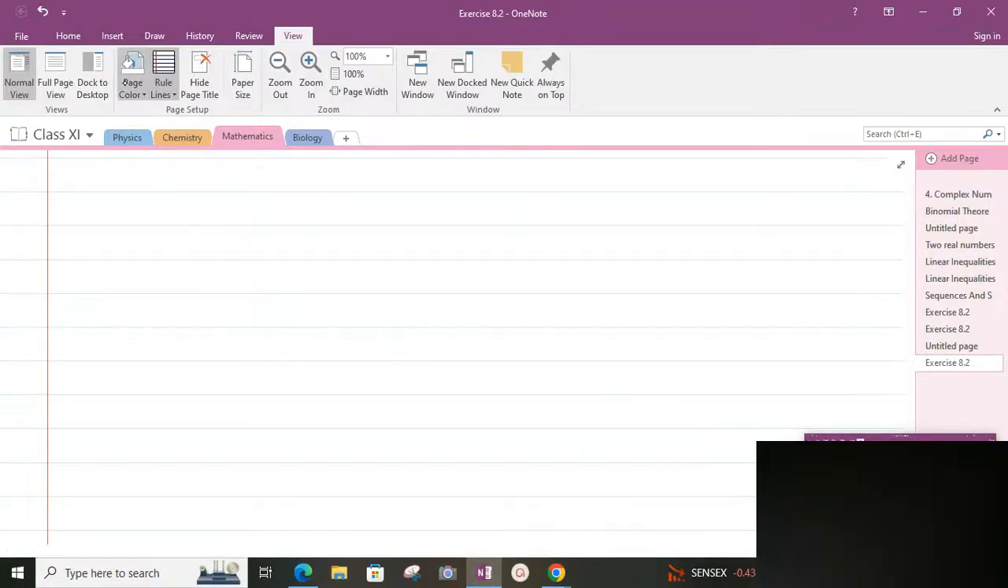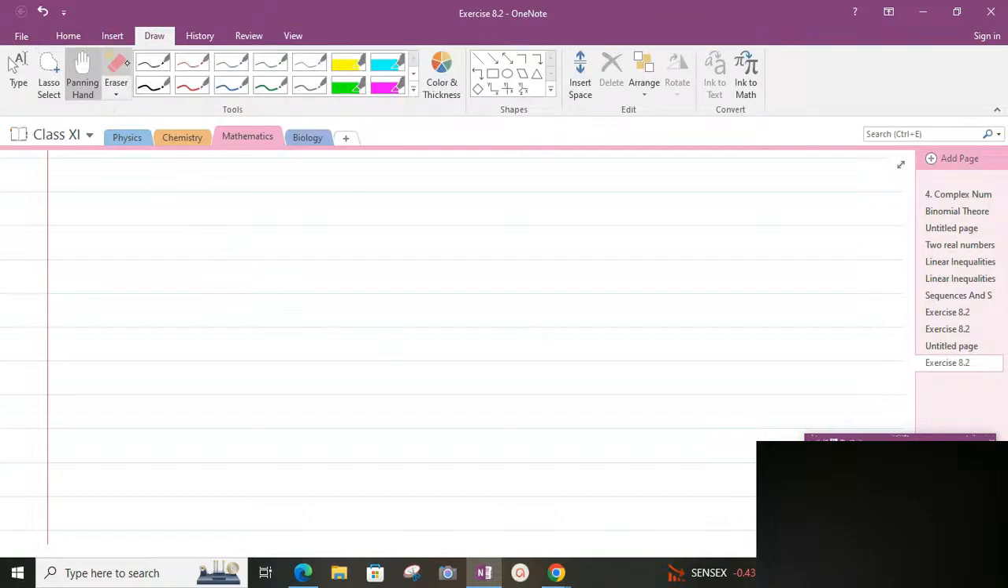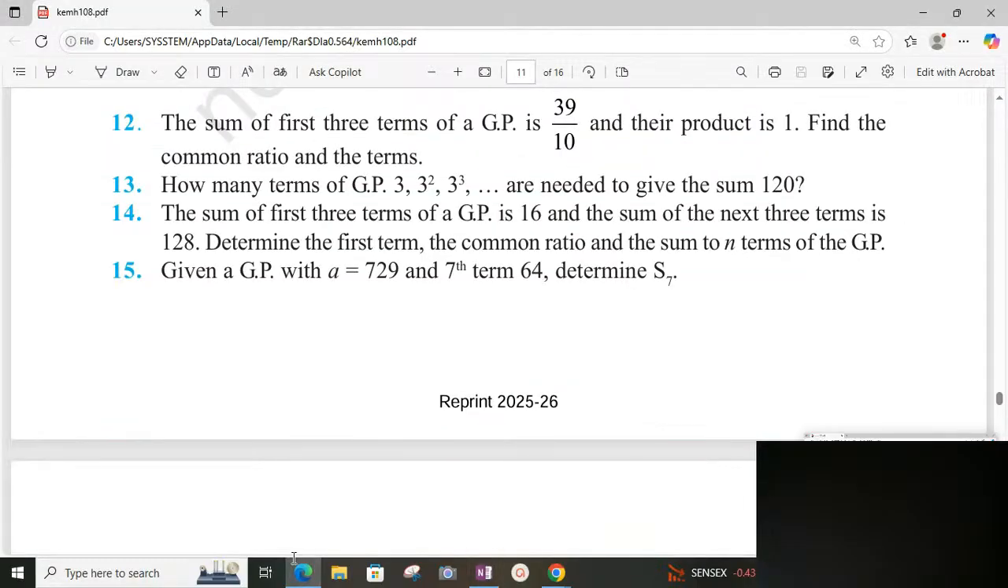Let's solve the questions of exercise 8.2. In the last class, I solved question number 11. In this class, I am going to solve question number 12 and ahead. Let's see question number 12. The sum of first three terms of a GP is 39 by 10 and their product is 1. Find the common ratio and the terms. Let's see the solution.